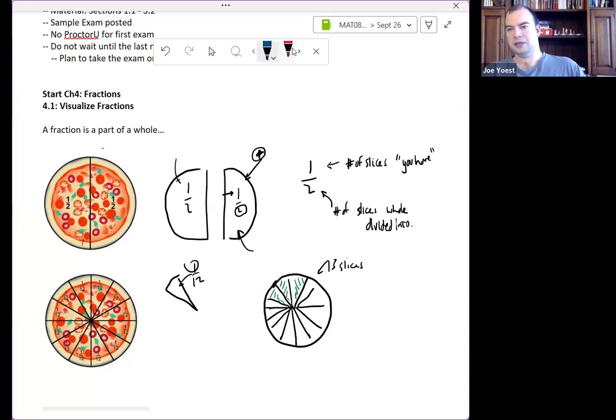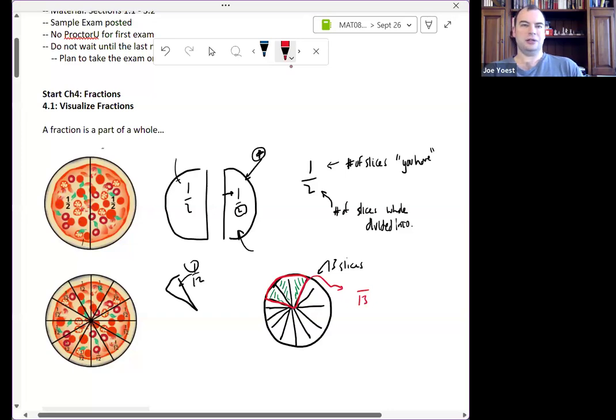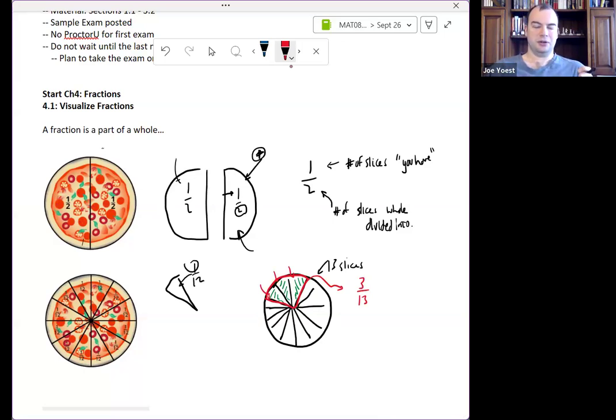And I see that this region, maybe I'll outline it in red, this region is made up of slices that are each 1/13 the size of a pizza. This whole pizza was cut into 13 slices. And here I have three of them. 1, 2, 3. So my denominator is simply how many slices I've cut a whole pizza into, and my numerator represents how many of those slices I have.